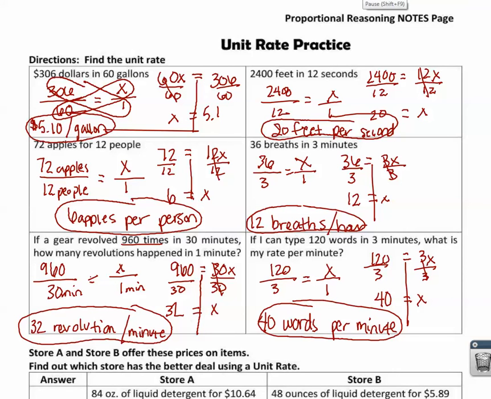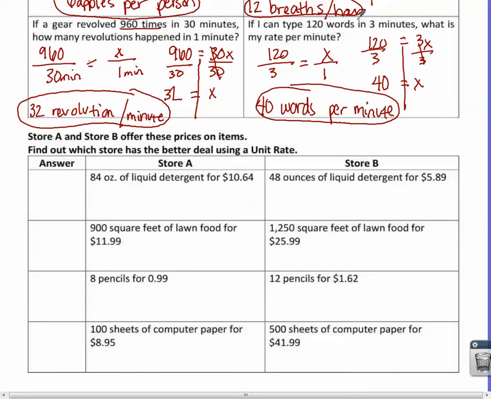Let's look at the bottom of the page. When comparing answers between two deals, for example, if you have 84 ounces of liquid detergent for $10.64, or you have 48 ounces of liquid detergent for $5.89, the only way to figure out which one is the better offer is to figure out how much you're spending per ounce. So that's where unit rate comes in.